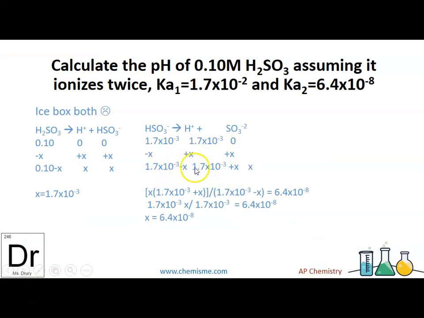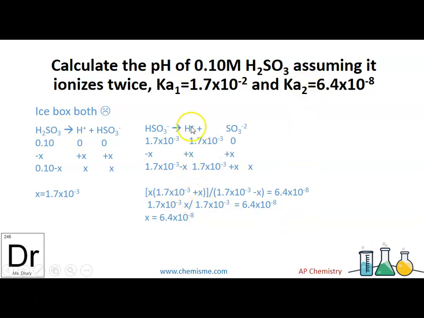Okay. So what we're seeing is it's going to still shift to the right, and you can still get the 1.7 minus X, and 1.7 minus X, and the X here. We plug it into our icebox, products over reactants, and again, we can ignore the plus and the minus X, the change. So if I ignore those plus and minus X's, I get 1.7 times 10 to the minus 3 on the top and the bottom of this fraction, which means it cancels out. And the second X is equal to, hey, the Ka2. So again, instead of writing all this, you can just say the second X is always equal to Ka2.